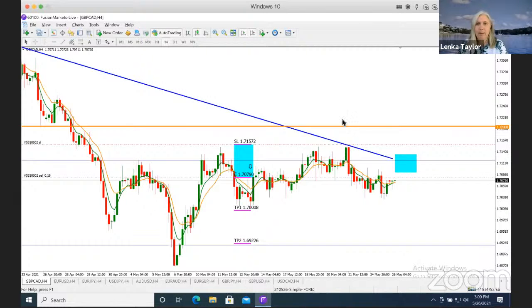I'm going to share my screen and go through a number of charts on the H4 time frame. So here I go. Share screen. There we go.